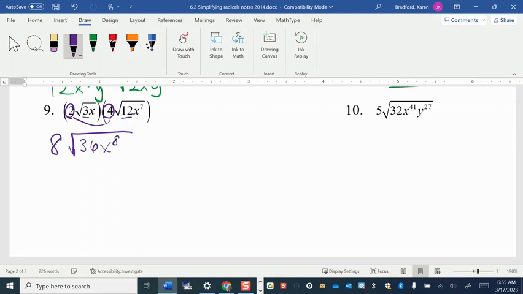Now we can go ahead and clean up the inside. When we take the square root of 36, we get 6. It's going to multiply with what's already out there. And x to the 8th is x to the 4th. So 8 times 6, it's not 86. 8 times 6 is 48. 48x to the fourth is our final answer.